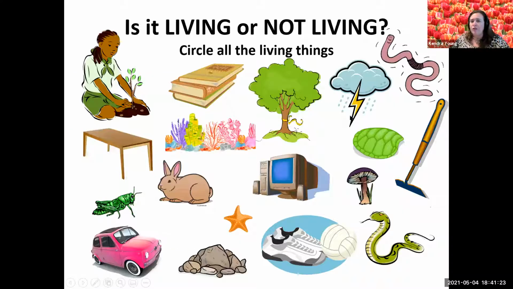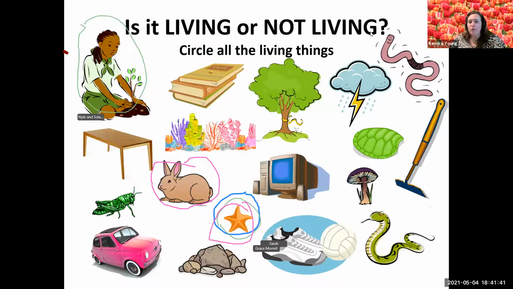Okay, so from this, what I'd like you all to do is circle all of the living things. So remember those questions: does it breathe? Does it have babies? Does it move? So circle all the living things.